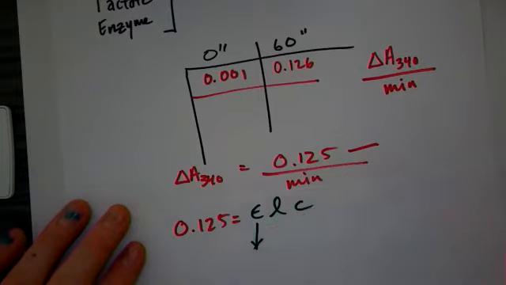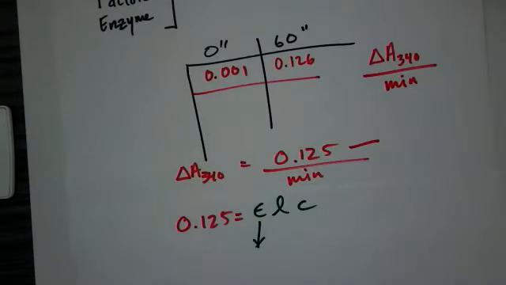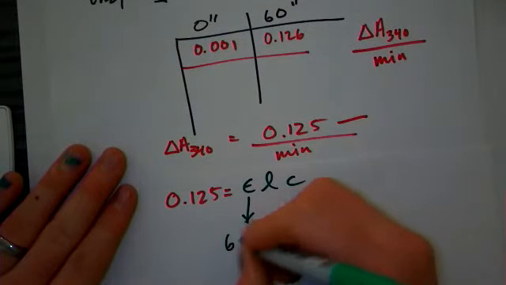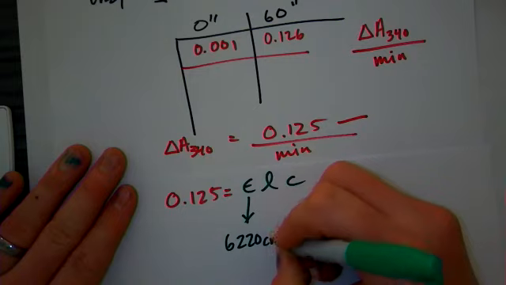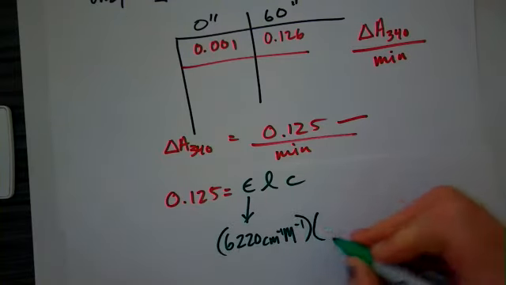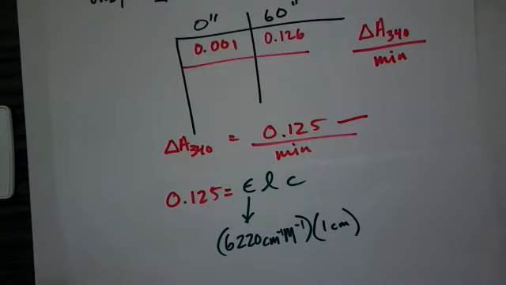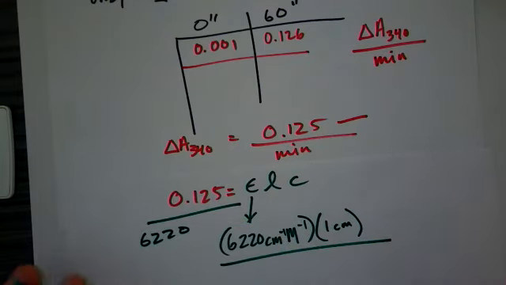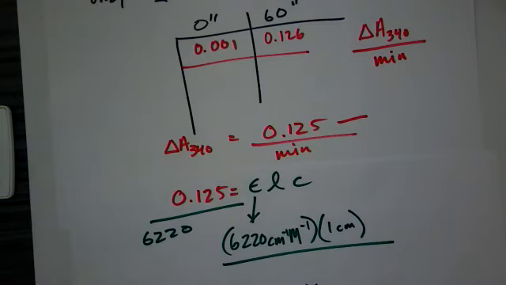Okay. Now this extinction coefficient, this E value, that's something that we have to know. And that is a number that is unique for any and every molecule. For NADH, our extinction coefficient is 6220 inverse centimeters, inverse molar. Our path length, in this case and in most other cases, is 1 centimeter. So when we plug this in, 0.125 divided by 6220 equals our concentration measured in molarity.